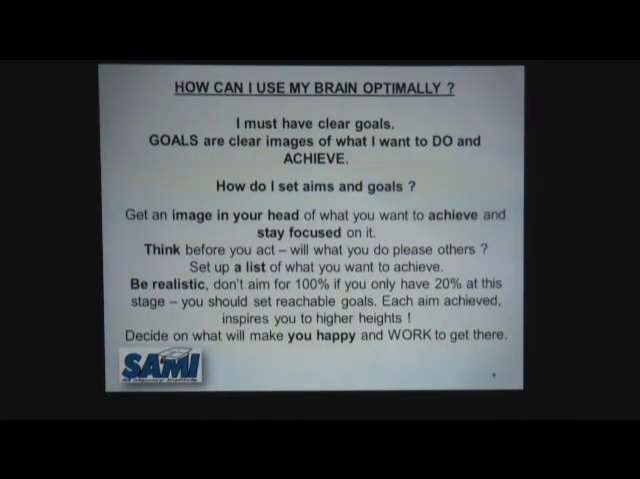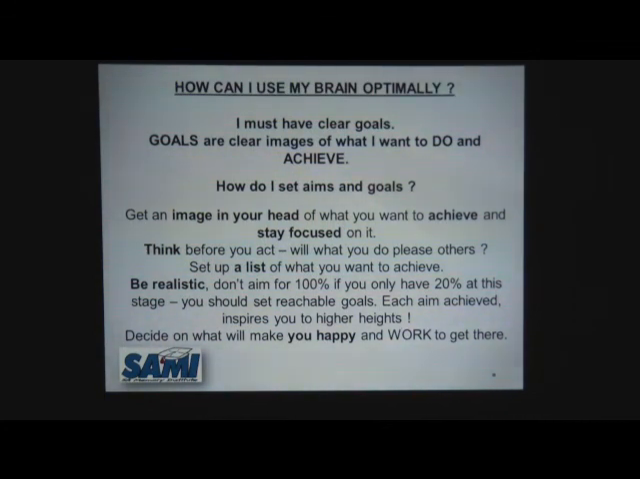And how can you use your brain optimally as you prepare for the exam? I must have clear goals. Goals are clear images of what I want to do and achieve. How do I set aims and goals? Get an image in your head of what you want to achieve and stay focused on it. Think before you act.